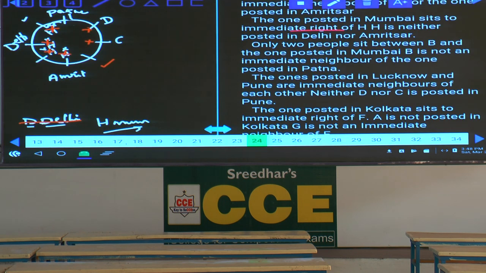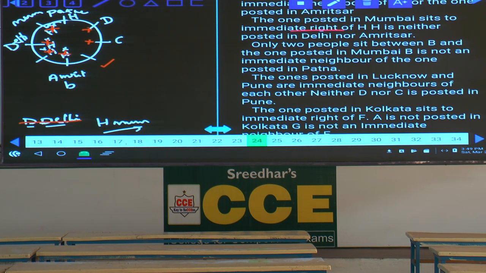Now H is Patna, this is one possibility. If H is here, then the person from Mumbai will be here. That is one possibility. Then what is the other information here? Only 2 people sit between B and the one posted in Mumbai. Hence this B must be from Amritsar. And B is not an immediate neighbor of the person who posted in Patna. Isn't it?